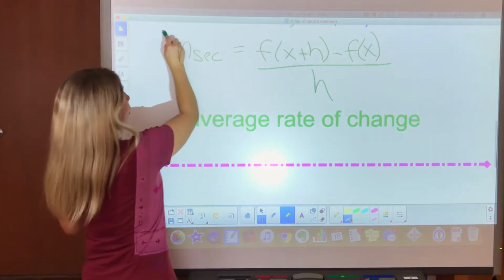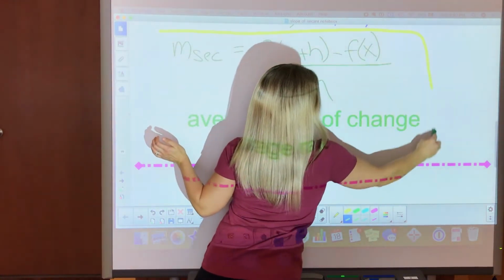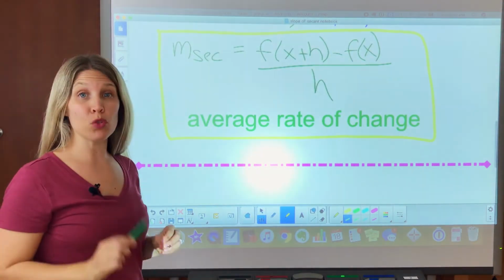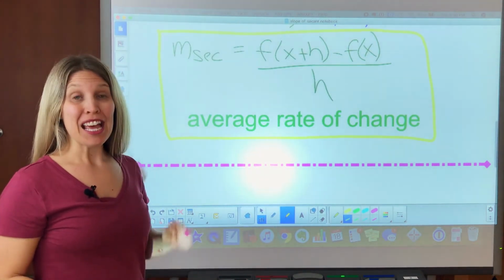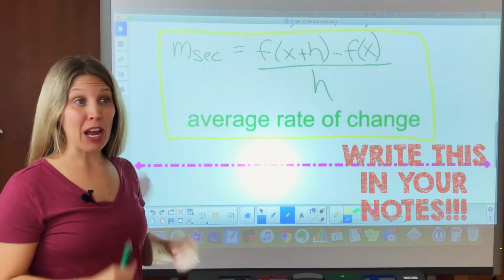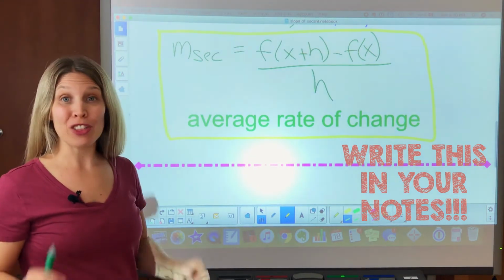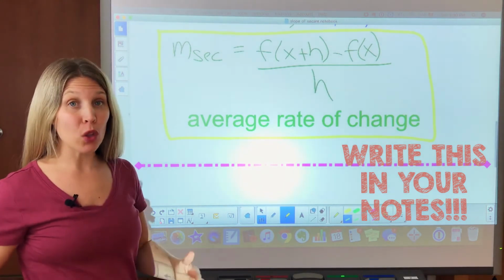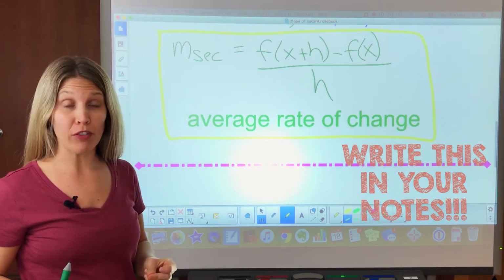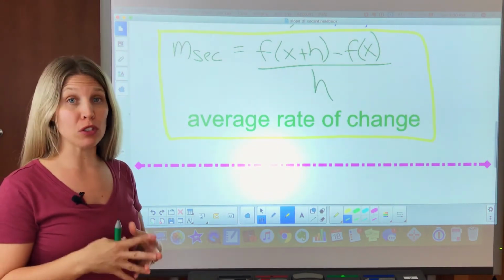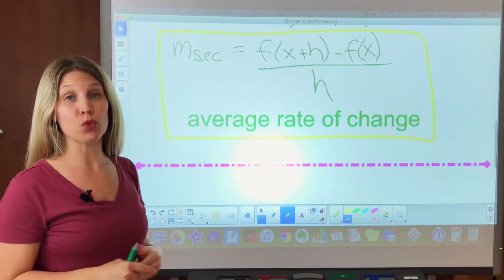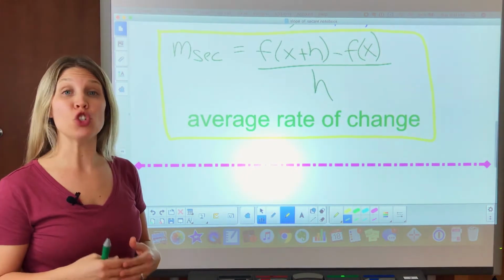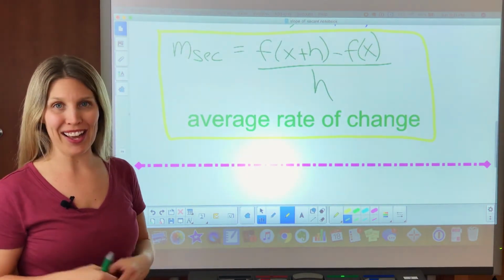So what you need to know is this equation right here, the slope of the secant line, is your average rate of change. This is something you're going to want to write down, put it on your math cheat sheet, that special piece of paper that has all of your equations and things for quick reference that you need. You need to know that the slope of the secant line is your average rate of change. And the slope of the secant is just finding the slope of any line.